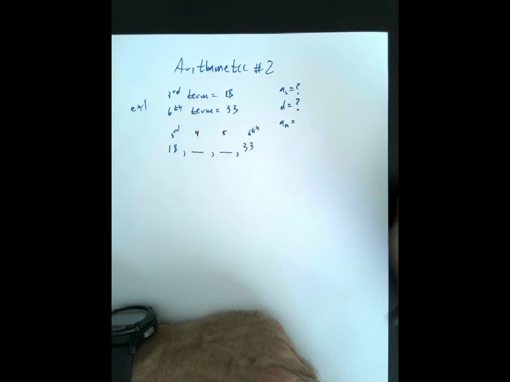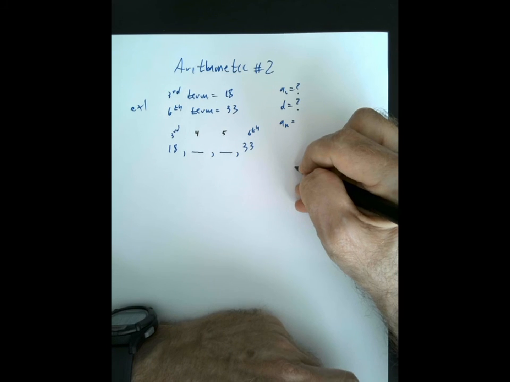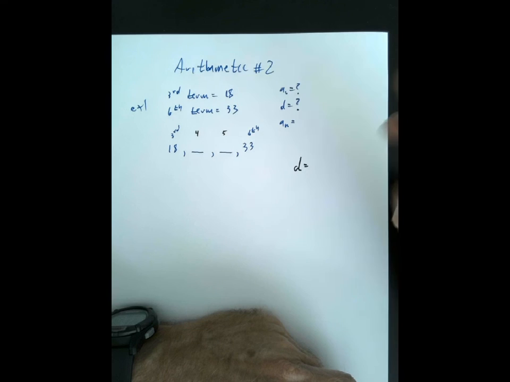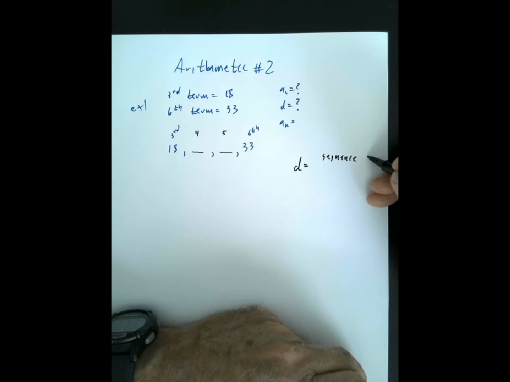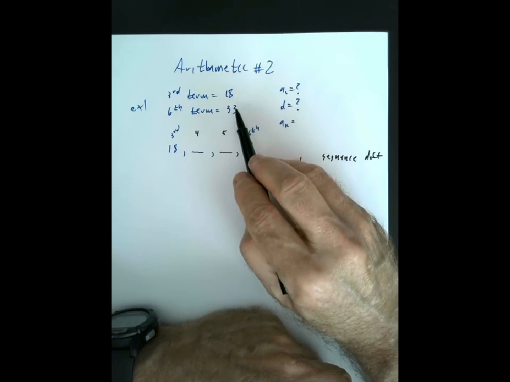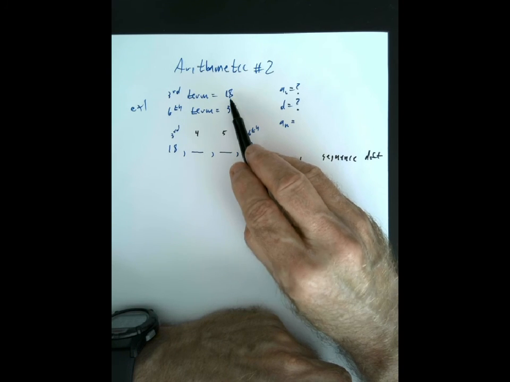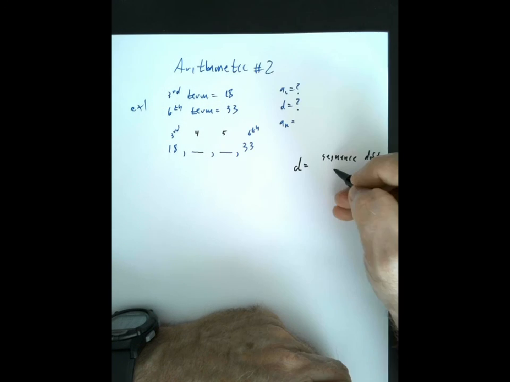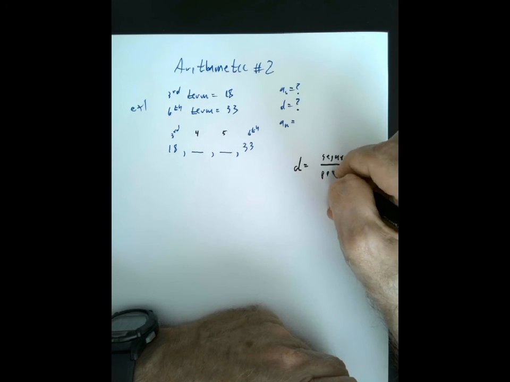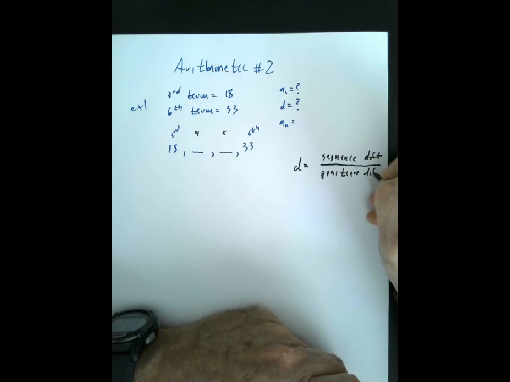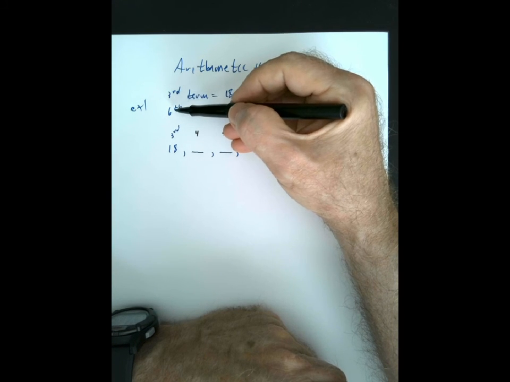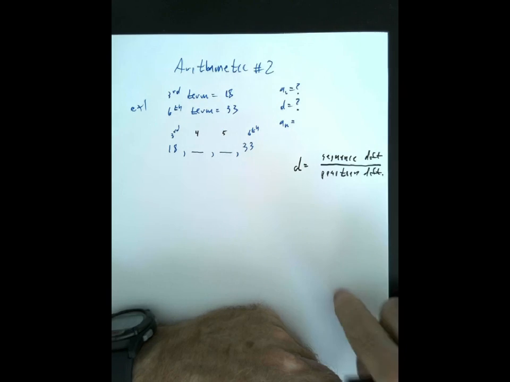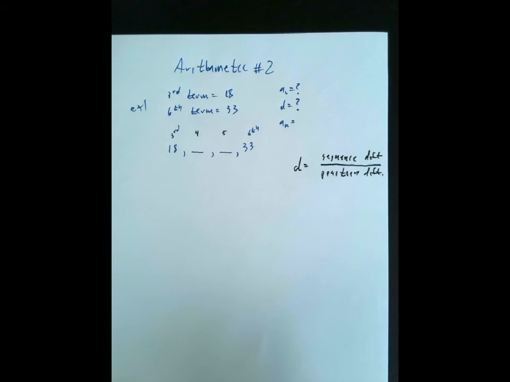I'm going to put some formulas and procedures over here for this kind of problem. D is going to be equal to the sequence difference, that is the difference between the upper number minus the lower number, how far we're spanning, divided by the position difference, right? That is how far apart the two position numbers are, from sixth term down to third term. Although we're writing it a different way, this is very similar to what we did to insert the geometric means. It just looks a little bit different here.